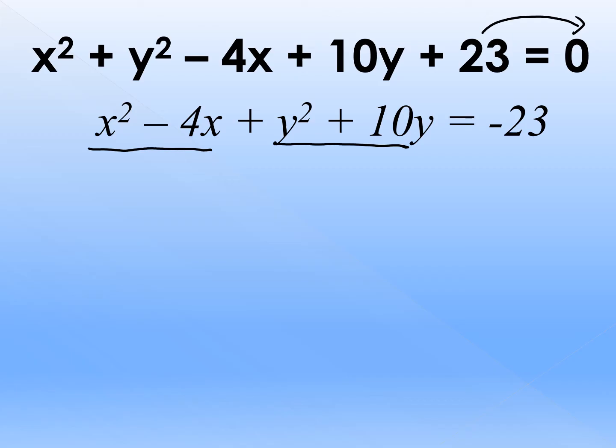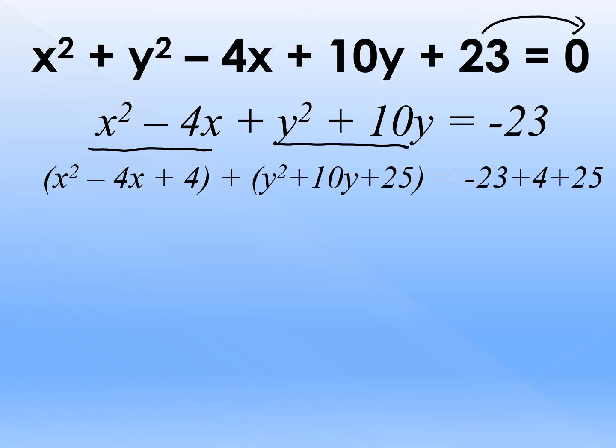Now, to form a perfect square trinomial using completing the square, we're going to add 4 for this part.